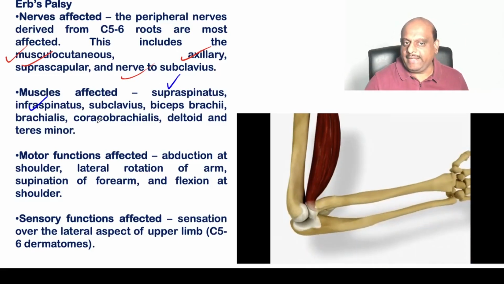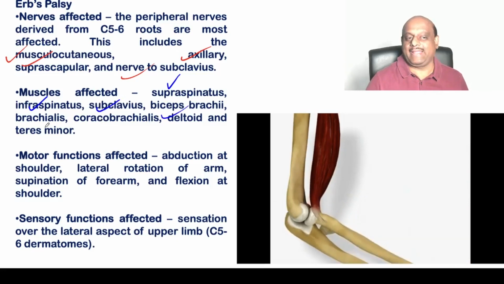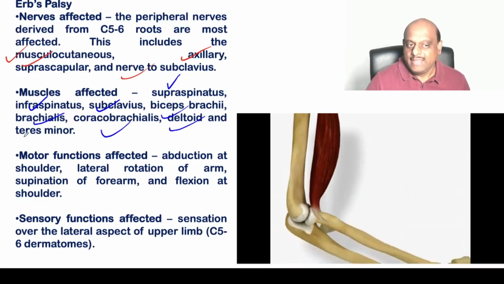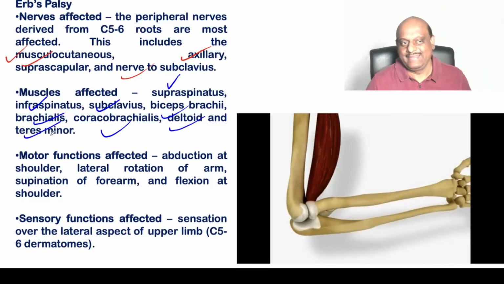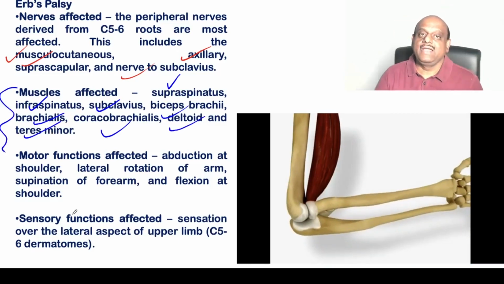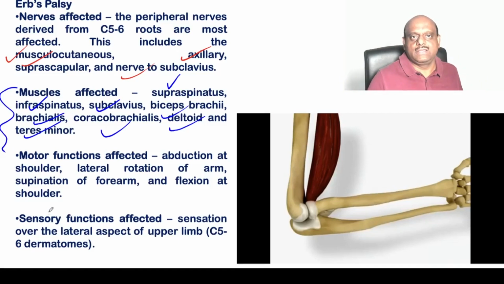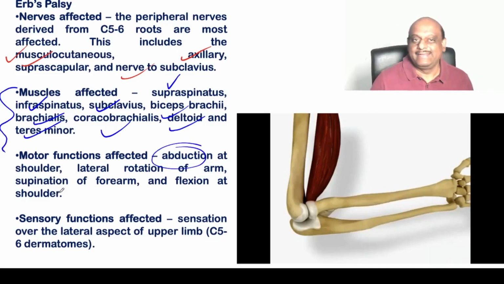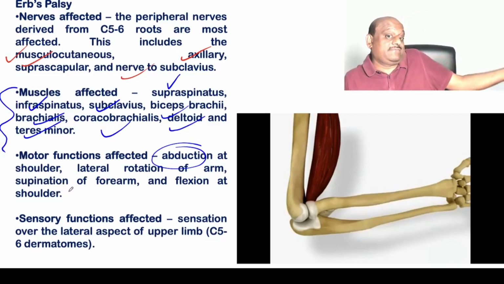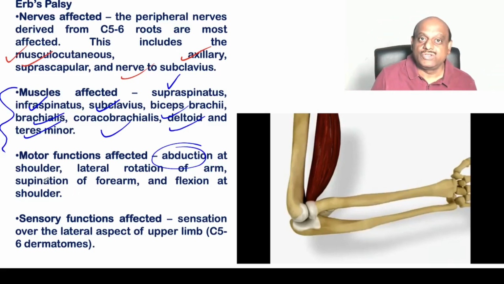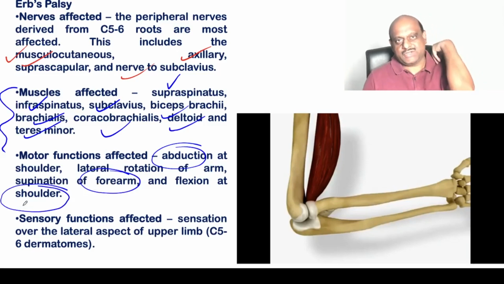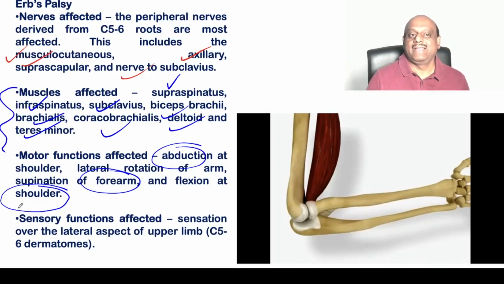Supraspinatus, infraspinatus, subclavius, biceps brachii, brachialis, coracobrachialis, deltoid and teres minor. They are the muscles which are affected. And what is the main function of these muscles? It is the abduction of the shoulder, the lateral rotation of the arm, supination of the forearm, and the flexion at the shoulder. Flexion at the shoulder, they are affected.